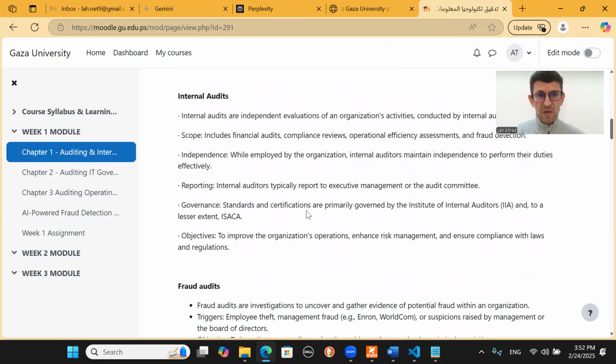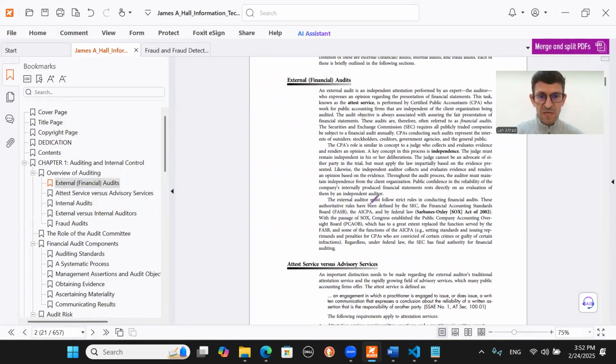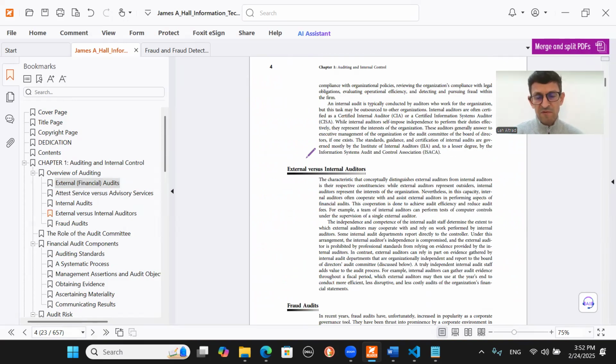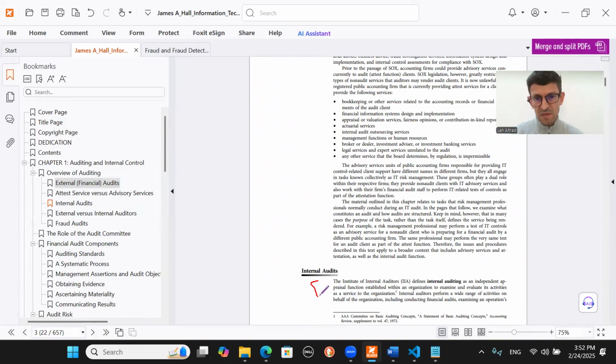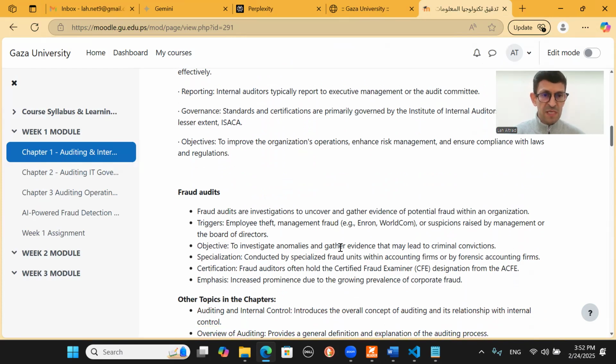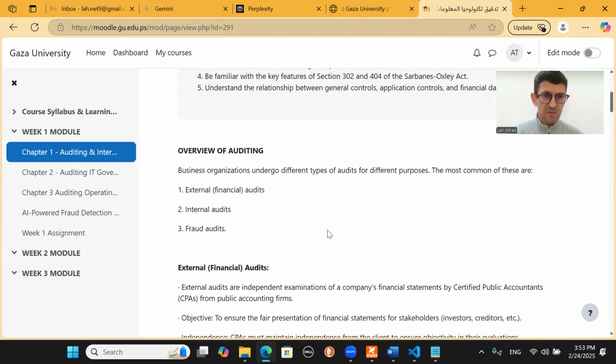This is really very quick. Again, if you want to read more about that, you can go down here to find out something, for example, about internal audit. All right. So we have also fraud audits. This is something again back to this point.